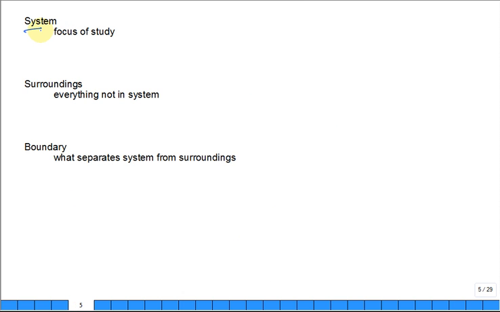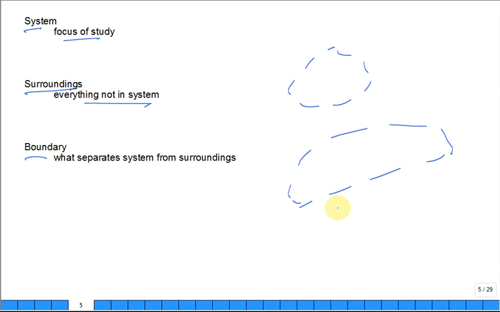The system, it's whatever you want to study. The surroundings, everything that's not in the system. How do you separate them? Introduce a boundary. Dashed line. Make sure it encloses something. That's not a good boundary. Make it enclose something, right side, left side, something. All right? So there's our quick definition of system, boundary, surroundings.